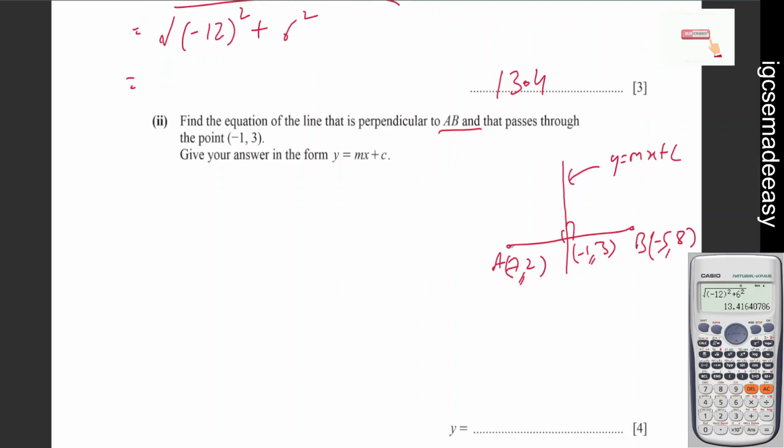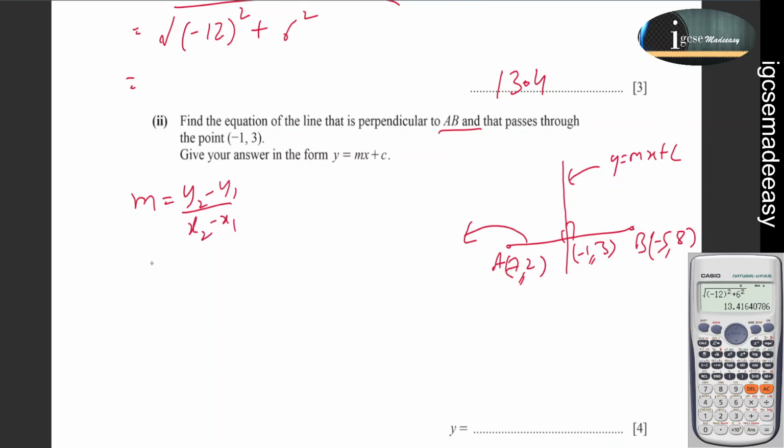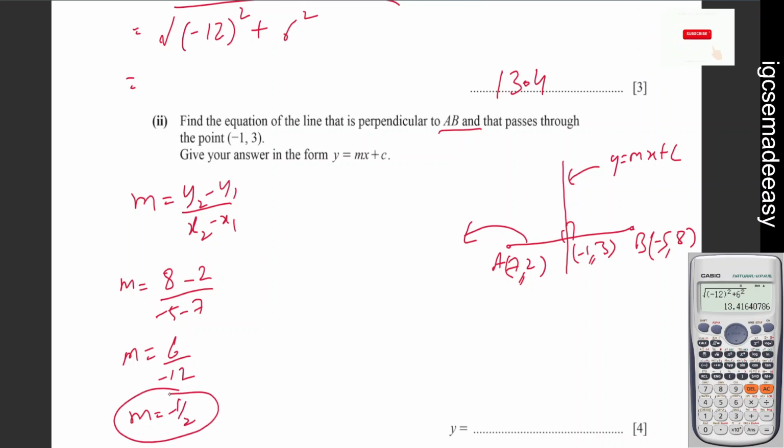So let's find out the gradient of this line AB. How can I find the gradient? m equals y2 minus y1 divided by x2 minus x1. This is how we can find the gradient of line AB. So y2 is 8 minus 2, divided by x2 is minus 5 minus x1 which is 7. So we got m as minus 6 by minus 12, so m will be equal to minus 1 by 2. So this is the gradient of the AB line, right? So what will be the gradient of this line?